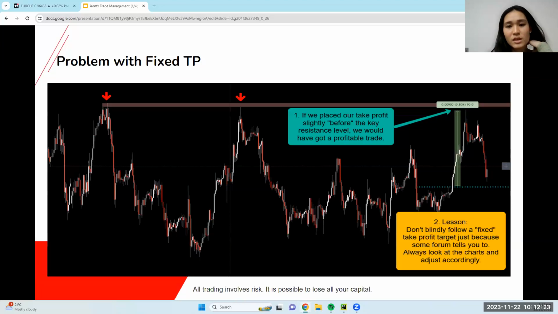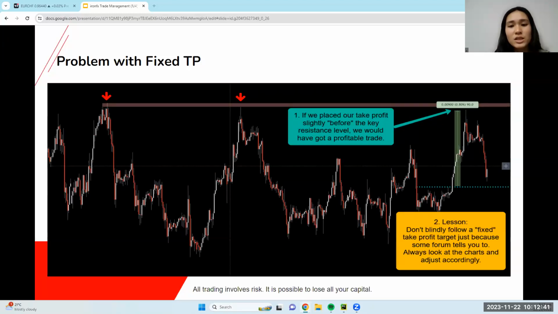Okay. Now, in an alternative scenario, if we had placed our take profit before the key resistance area, we would have gotten a profitable trade. So if we had placed it slightly below, okay, we would have caught price before it reversed.